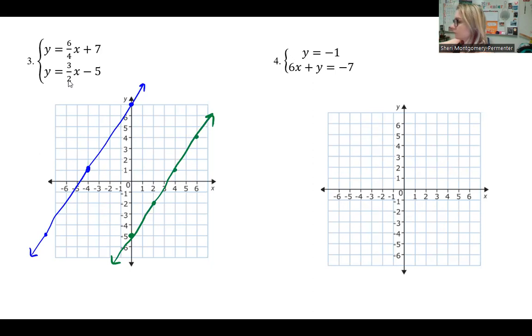Well, what about way off in the future? Are they going to cross then? No. And the reason is, well, what about this fraction? What is 6 over 4 reduced to? 3 over 2. So it's because they have the same slope. So these will never intersect. There is no solution.